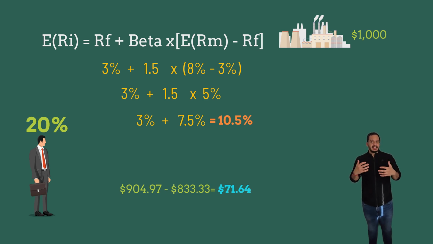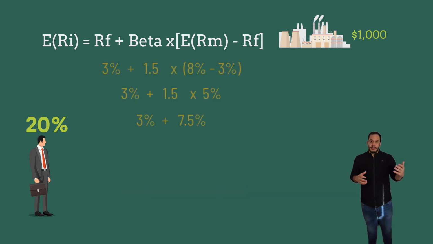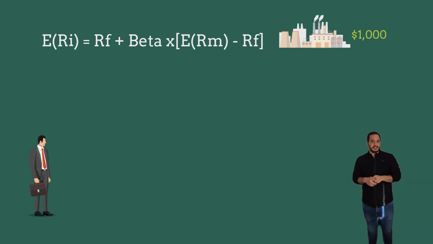By the way, alpha is any excess on return over beta's prediction. So if a stock has a beta of 2 and the market average return is 10%, that stock should generate 20%. If it returns 25%, it has a positive alpha of 5%.